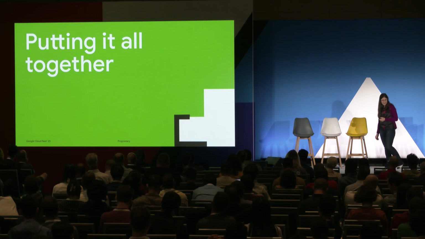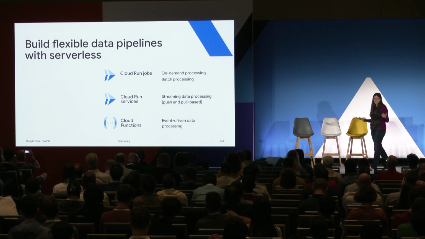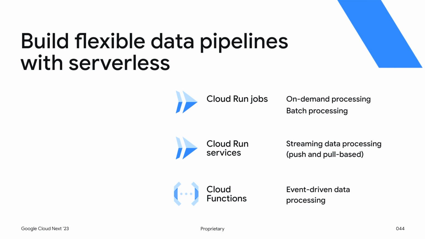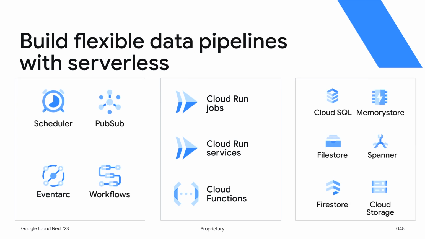So putting it all together, in this talk we showed you how to build serverless pipelines for data processing. You want to use Cloud Run jobs for on-demand and batch processing, Cloud Run services for streaming data processing, both push and pull-based, and Cloud Functions for event-driven data processing. And this is all powered by our constellation of orchestration products and our great suite of serverless data storage products. So I hope you give this a try on your next project.